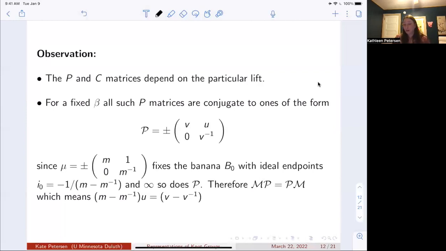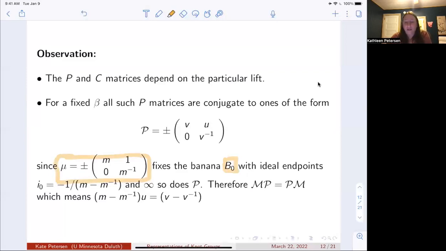But one thing we do know is I picked at the very beginning, I picked my favorite lift for the meridian, M, 1, 0, M inverse. And that fixes a particular banana, I'll call it B naught. And that banana has endpoints infinity and -1 over M minus M inverse. Okay, so that is my favorite of all bananas. And this is fine too if M equals ±1, then I naught is just infinity as well. So that's fine. This takes care of that scenario too.